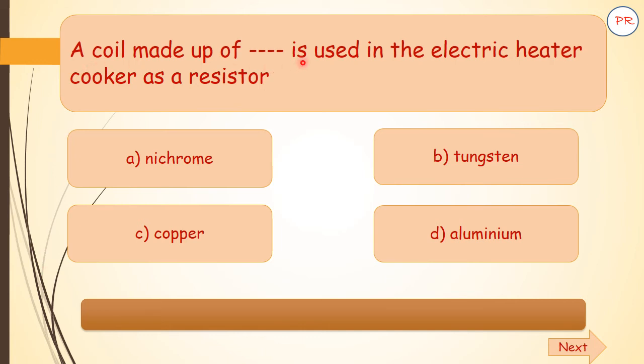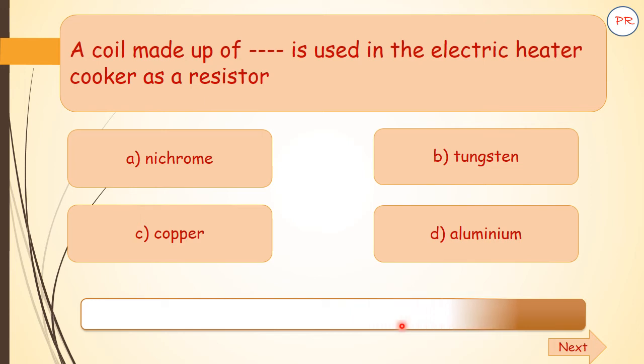A coil made up of dash is used in an electric heater or cooker as a resistor. Options are A. nichrome, B. tungsten, C. copper, D. aluminium. Here is your time. Its answer is A. nichrome. This nichrome is an alloy which has a high resistivity, so it can produce more heat. That is why it is used in an electrical heater or a cooker.